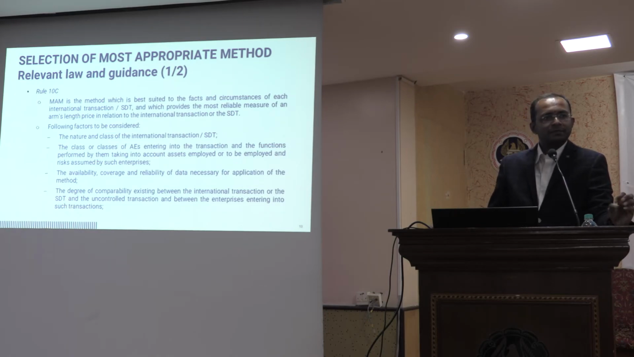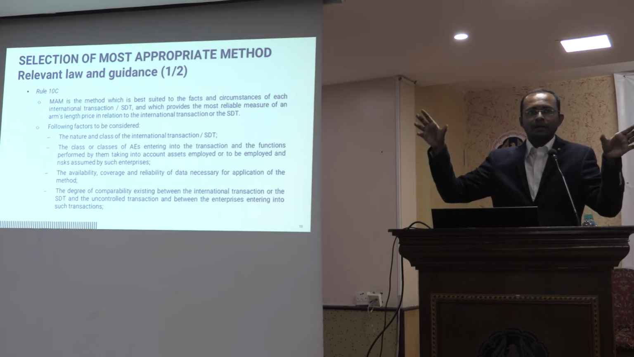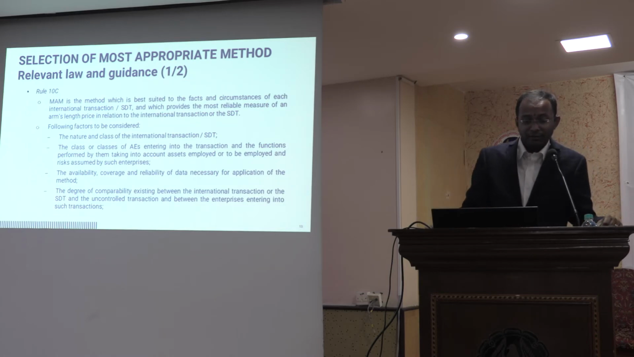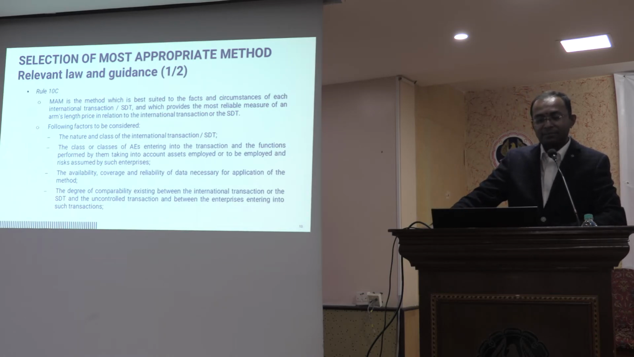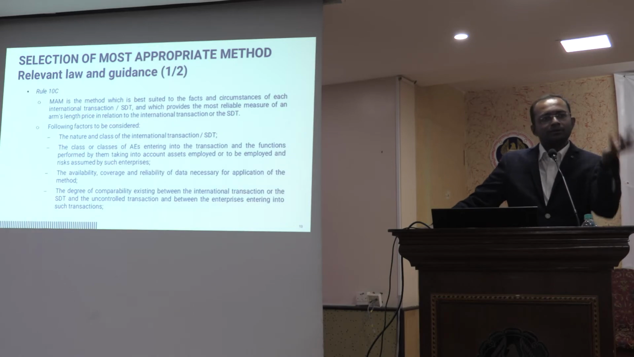How do we identify which is the best method? We have to see what is the nature and class of the international transaction of the SDU. Then, class or classes of associated enterprises entering into the transactions and the FAR performed by them. Okay, so we need to perform the FAR of ourselves, we need to perform the FAR of the comparable companies as well. Availability, coverage and reliability of data necessary for application of the method. Do we have enough data to apply the CUP method? Do we have enough data to apply the RPM? Do we have enough data to apply the CPM? So as we go into the method, we will understand when some method can be applied over another.